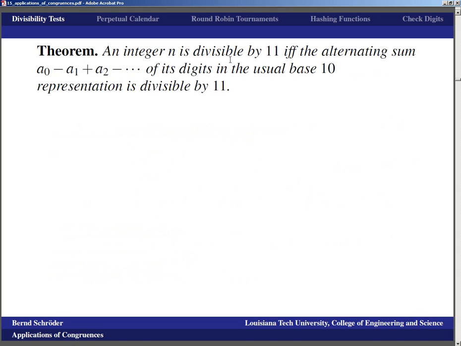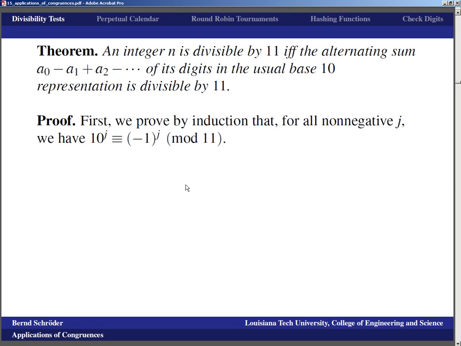We can talk about divisibility by 11, and I have to honestly admit I have never learned an algorithm or a check for divisibility by 11, but a number is divisible by 11 if and only if the alternating sum a0 minus a1 plus a2 and so on of its digits in the usual base 10 representation is divisible by 11, and by now we ought to know how that goes, right? Somehow we have to show that this sum is equivalent modulo 11 to the number itself.